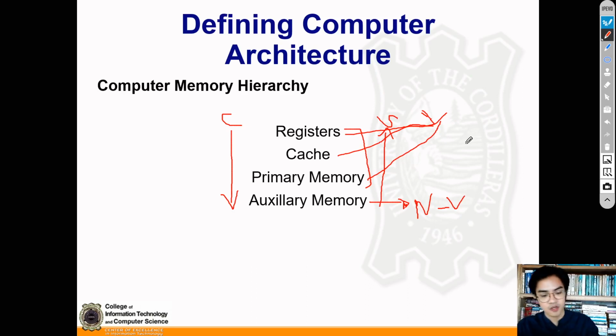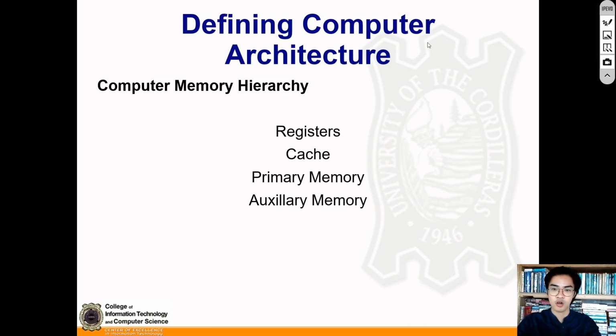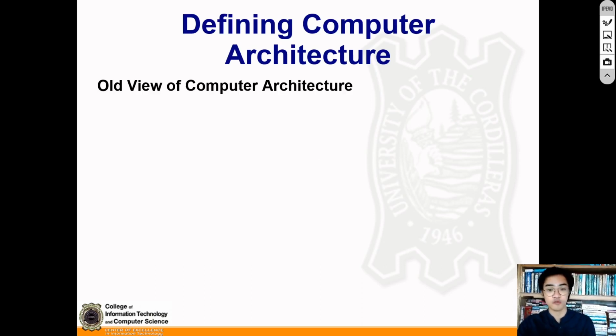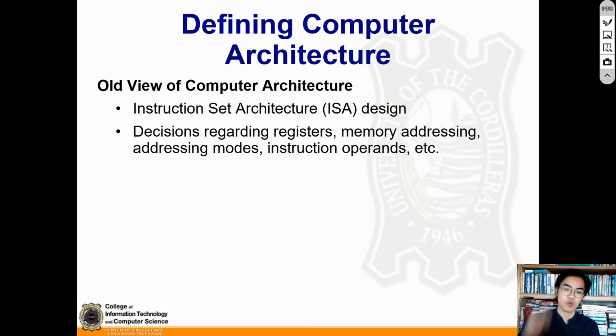So that's your computer memory hierarchy. I'm explaining this before we go to the old view of computer architecture definition, because you need to understand that. Now, the definition of computer architecture has evolved. There's an old view and there's a new view. The old view is that it's commonly based on instruction set architecture design. Now, ISA mostly deals with what we discussed.